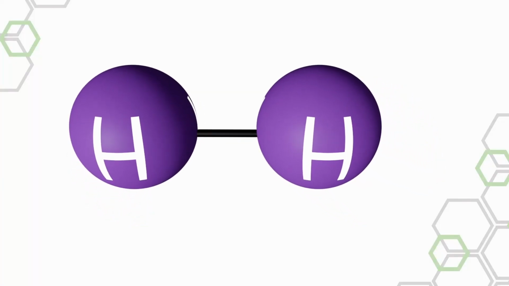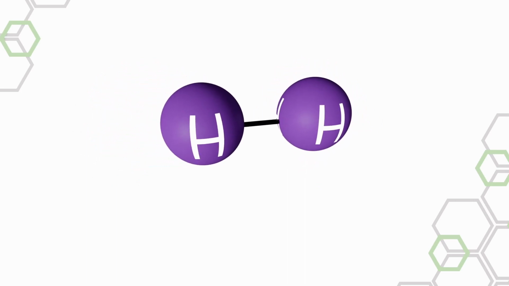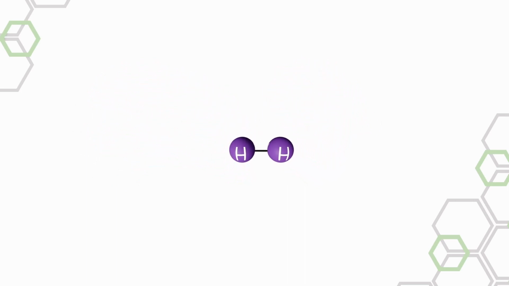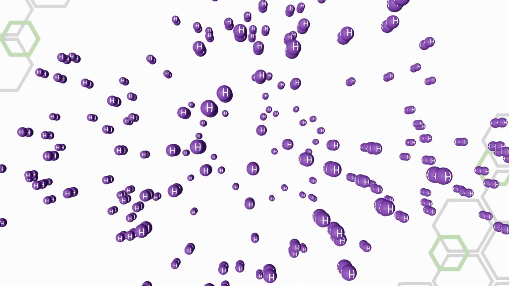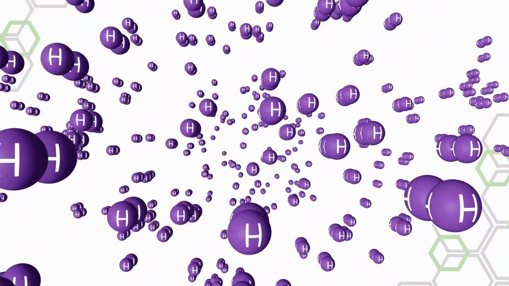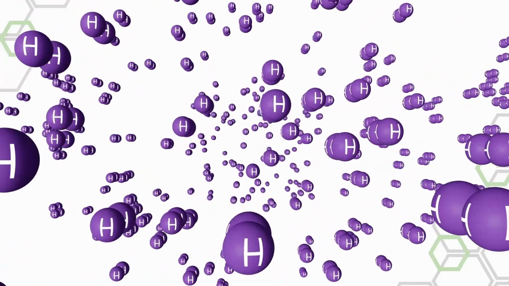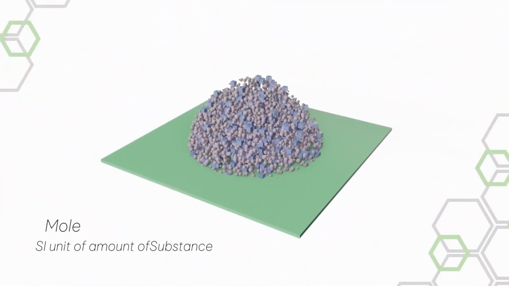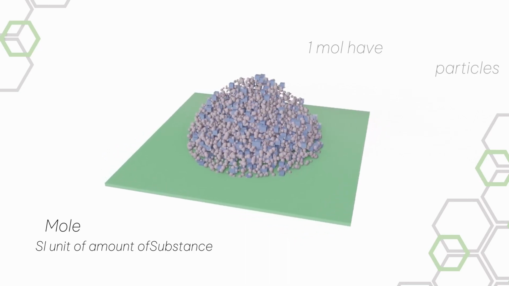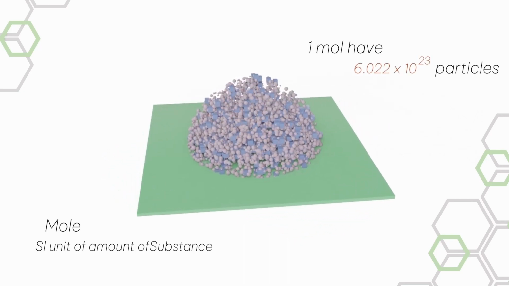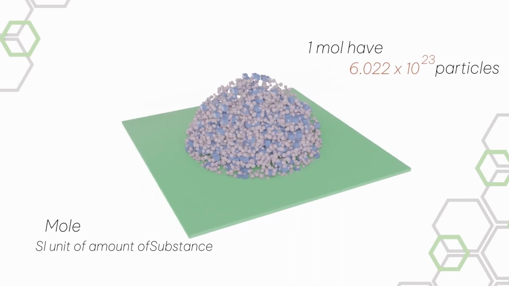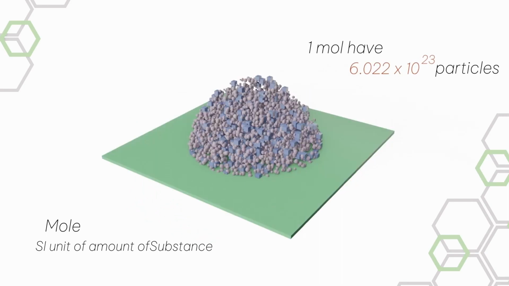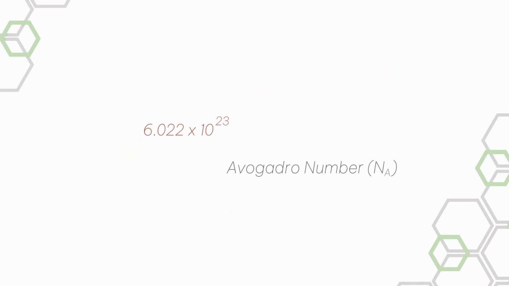The size of atoms or molecules is so small that even in a small amount of any given substance, their number is very high. So we need a unit that can easily handle such large numbers. So here we take the help of mole. Mole is an SI unit of amount of substance. And there are exactly 6.022 into 10 to the power 23 particles in 1 mole, which is a very large number. This constant is also known as Avogadro's number, and its unit is mole inverse.